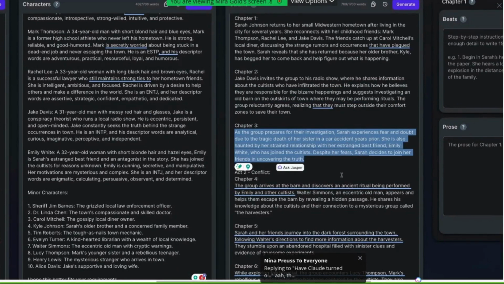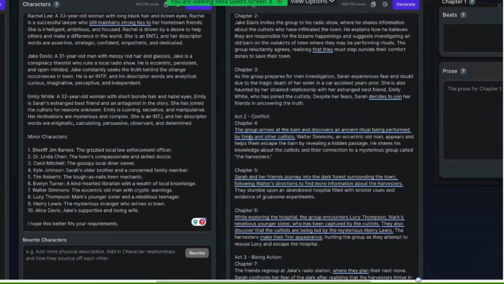Let's take another look. Okay, so as the group prepares for their investigations, Sarah experiences fear and doubt due to the tragic death of her sister in a car accident years prior. So I would take that a step further, and I would say, in parentheses, that accident impacted her ability to make snap decisions because of her self-doubt, because she does not feel that she can trust her instincts. Be very direct. Otherwise, you're going to have really vague beats.